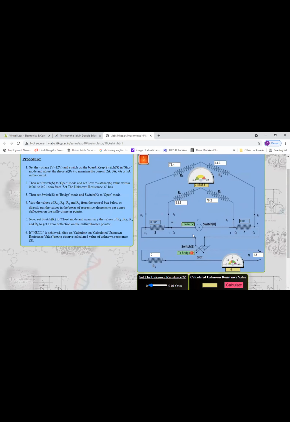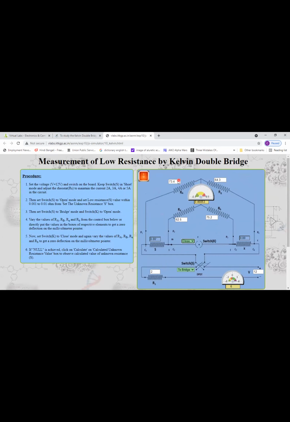Whenever I open the switch, it is showing the null position. But whenever I close this R path, this small R resistance, which is generally of 1 ohm, then it is already deflecting much. So I have to go for adjustment again.